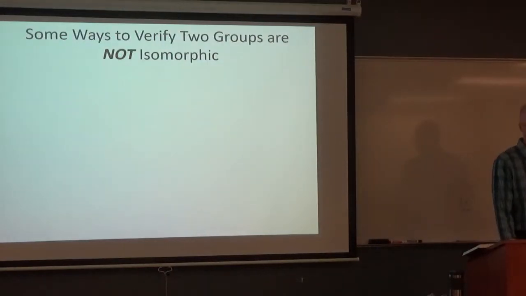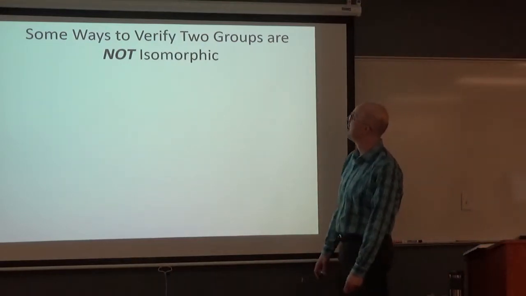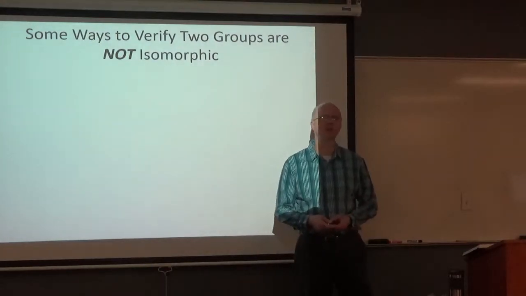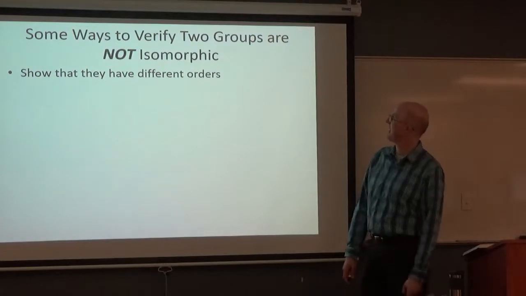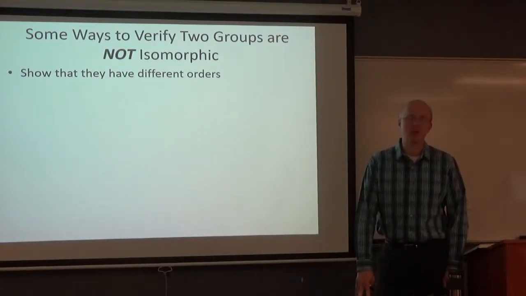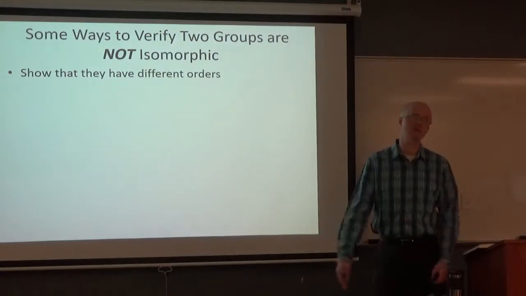All right, so we talked a lot about what the definition of an isomorphism is and the examples of isomorphisms and their properties, but we should emphasize what are some ways to show two groups are not isomorphic. The easiest way is to show they have different orders. Okay, if they both happen to be finite groups and the number of elements in one group is different than the other, then they're not going to be isomorphic.